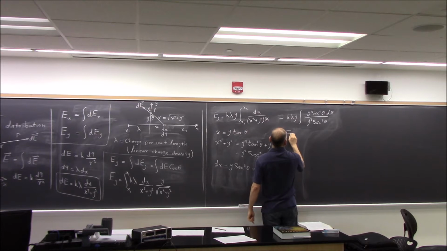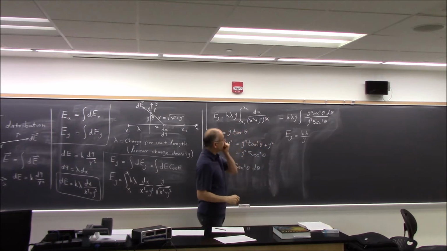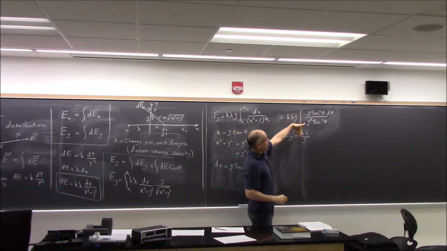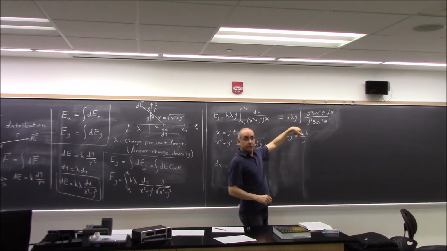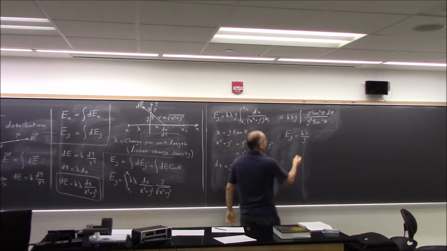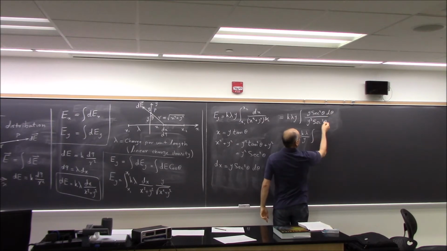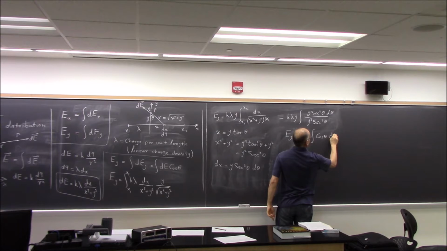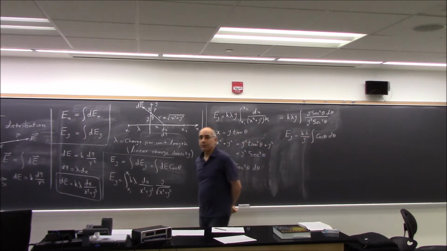So Ey becomes k lambda over y, if you take all the y's out. And when secant squared cancels, what is 1 over secant theta? Cosine theta. It becomes the integral of d theta over secant, which is cosine theta d theta. See how simple that is.